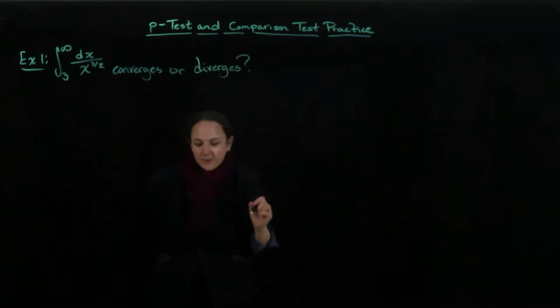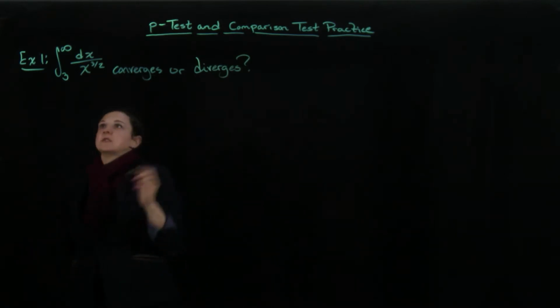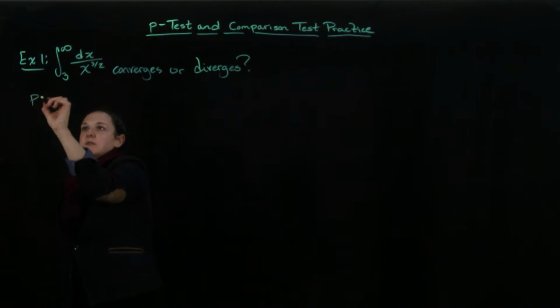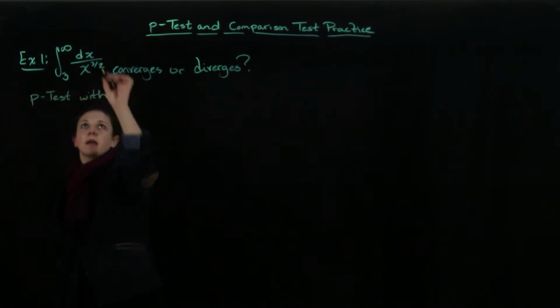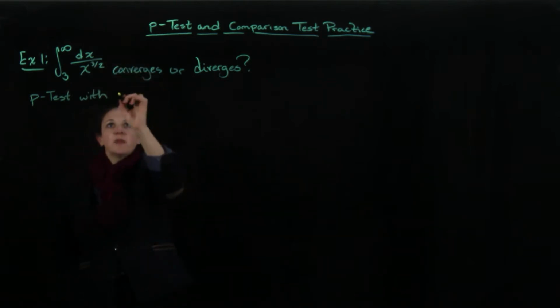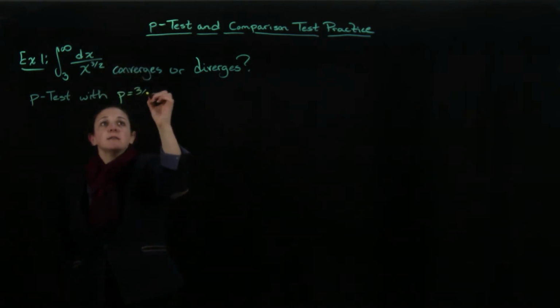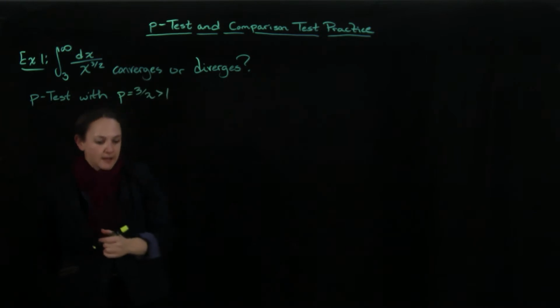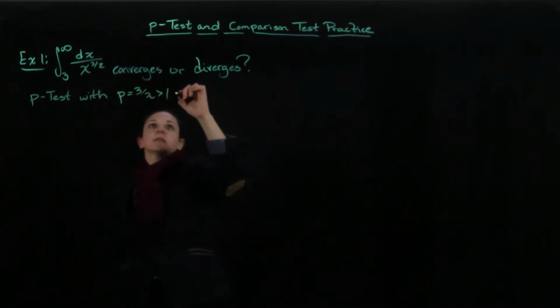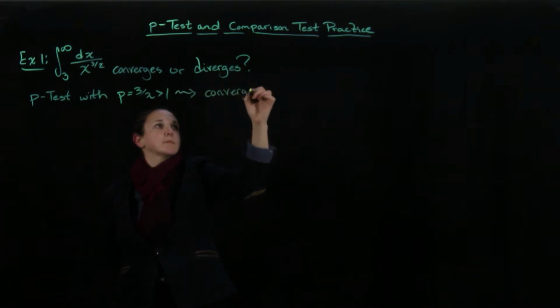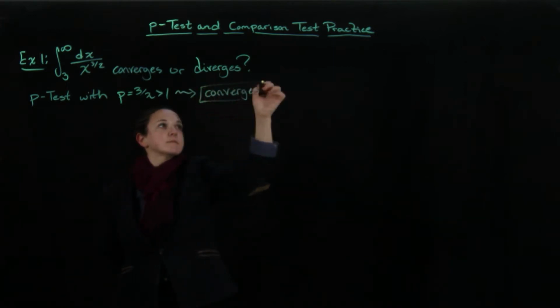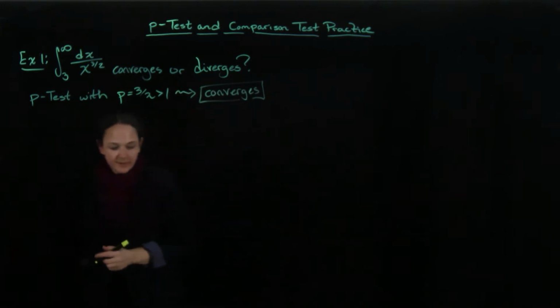If you look at that, for this one we can just use the p-test, with the 3 halves. So p equals 3 halves, which is greater than 1. That gives me that this converges. So that's a quick application.